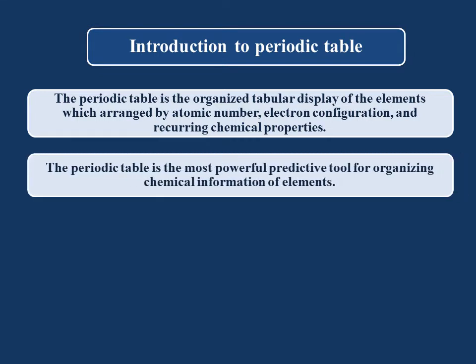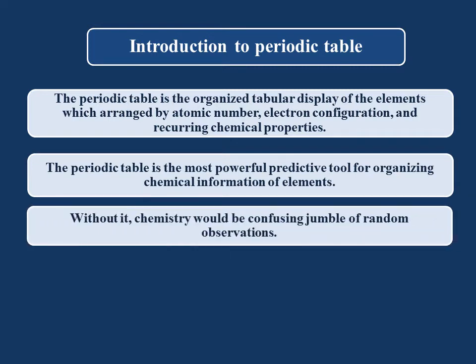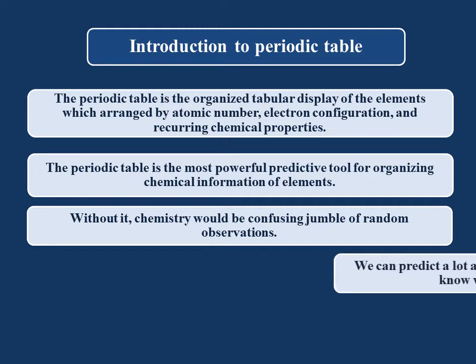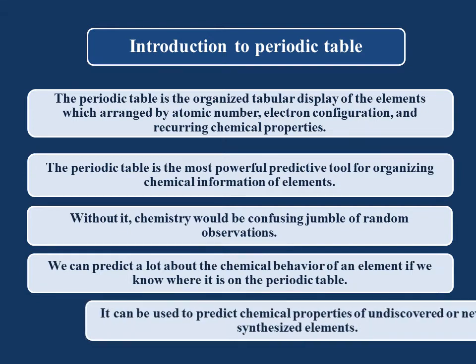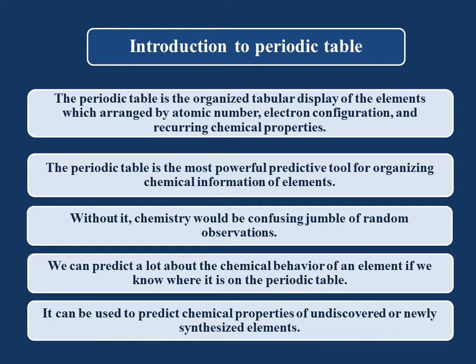The periodic table is the most powerful predictive tool for organizing chemical information of elements. Without it, chemistry would be a confusing jumble of random observations to us. We can predict a lot about the chemical behavior of an element if we know where it is on the periodic table. It also can be used to predict chemical properties of undiscovered or newly synthesized elements.